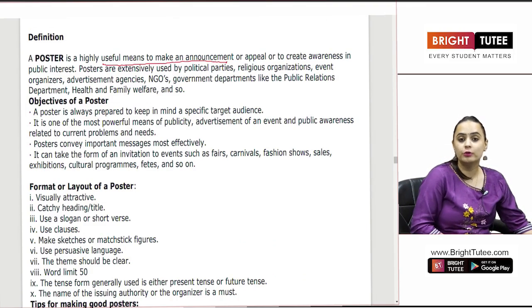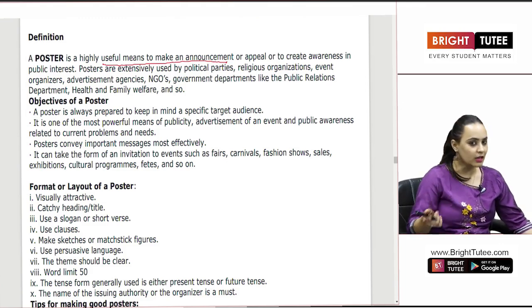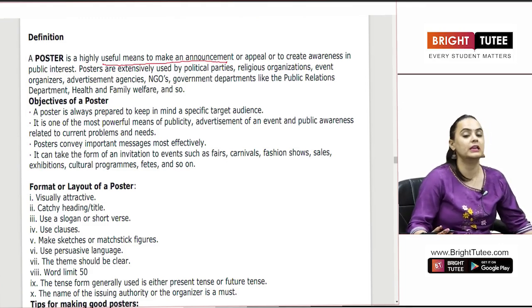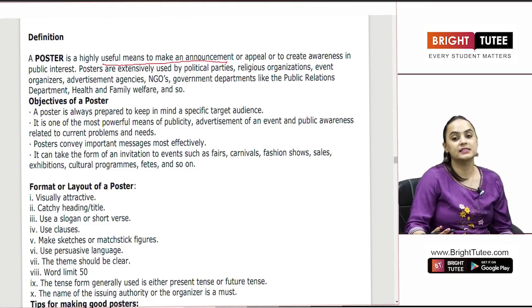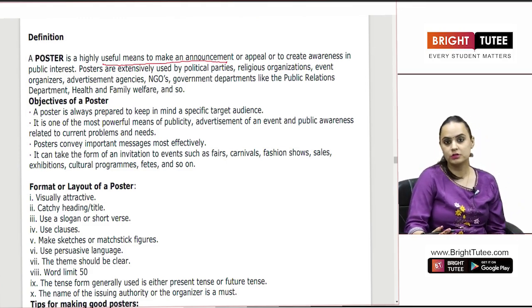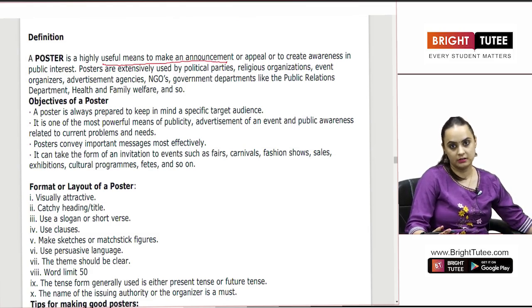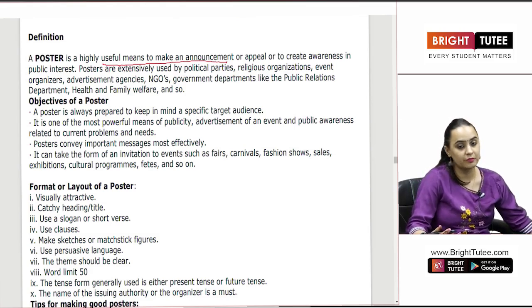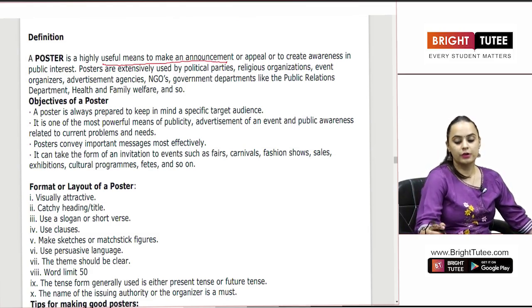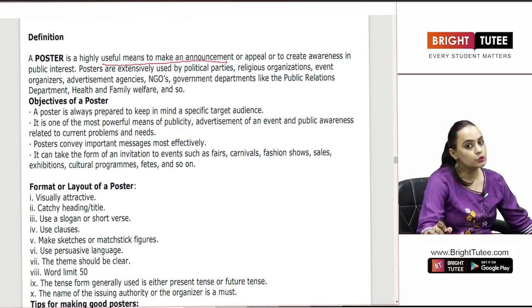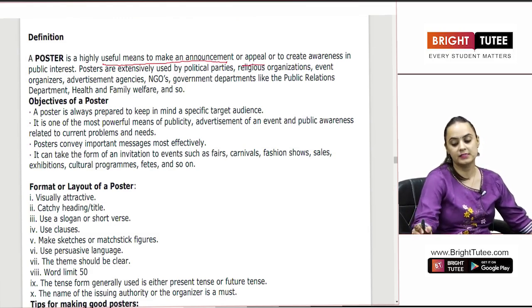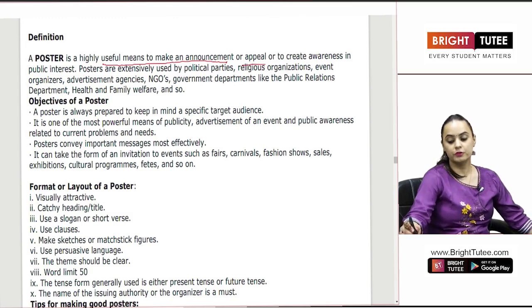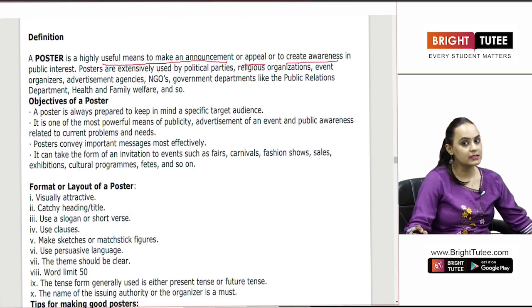So it is not only a way for you to use your pen and your colors and everything, but making a poster is very, very important because of the reason behind it, the objective of making a poster. So if you wish to make some announcement, if you wish to make some appeal, if you wish to create awareness among the public, make a poster for that.